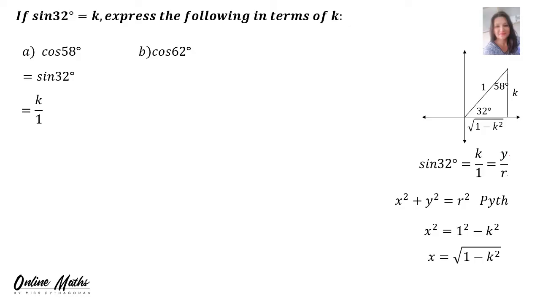Number B, cos 62 degrees. Now there's no mentioning of a 62 degrees. The angles in question are 32 and 58 degrees. So it's your job to see that you can now write 62 in terms of a compound angle for cos. And it's going to be cos 30 plus 32. And where does the 30 fit in? It comes from your special angles.